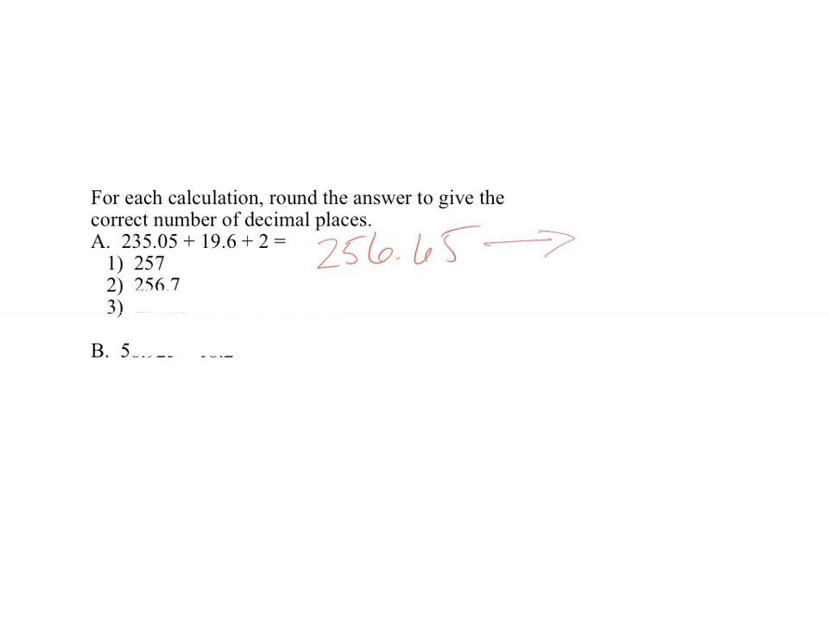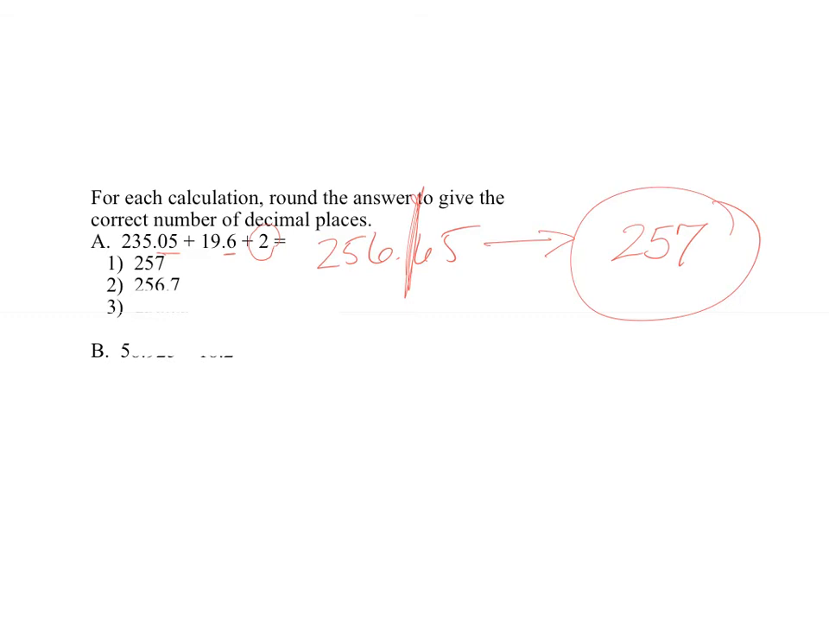However, my final answer should have nothing past the decimal. That's because of this guy right here. This one had 2 digits past the decimal. This had 1 past the decimal. This had none past the decimal. So my answer should have no digits past the decimal. And based on what I'm dropping, notice your rounding rules apply. I'm dropping something that's 5 or higher, so you round up to 257.